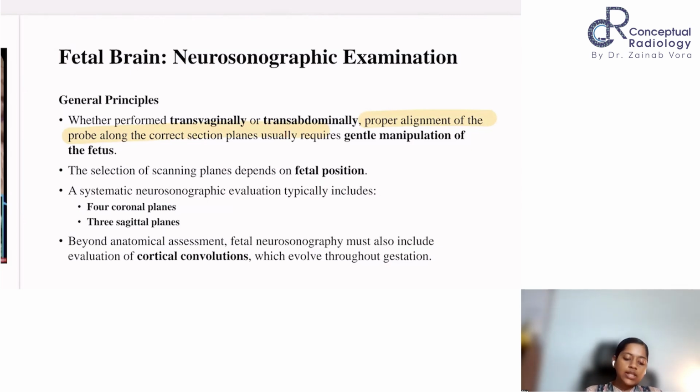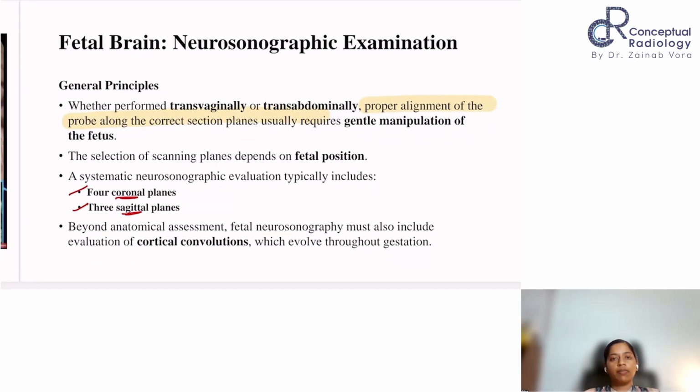Now, along with the axial planes, we'll be focusing on some additional advanced sections, that is coronal planes and sagittal planes. So we have 4 coronal planes and we have 3 sagittal planes. Anatomical assessment is done in all these planes, all the 7 planes, the additional ones and the 3 axial planes.